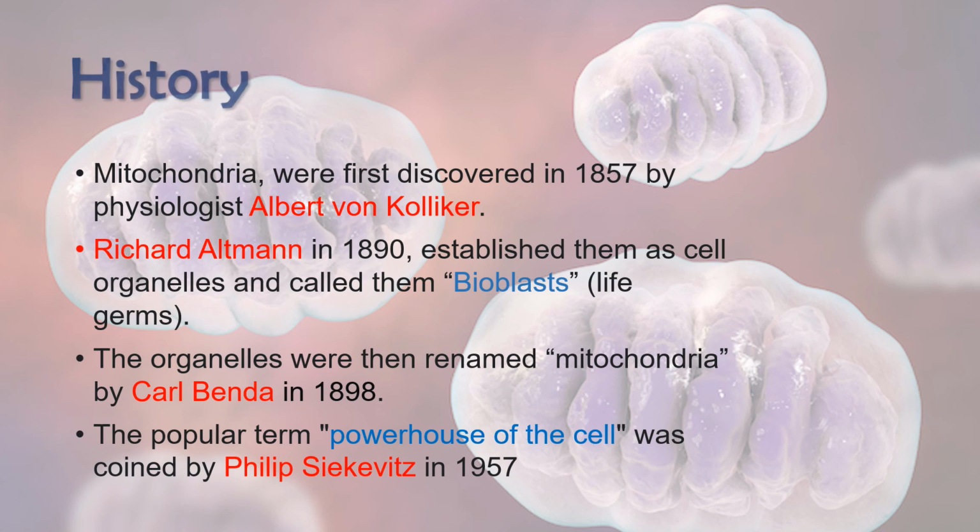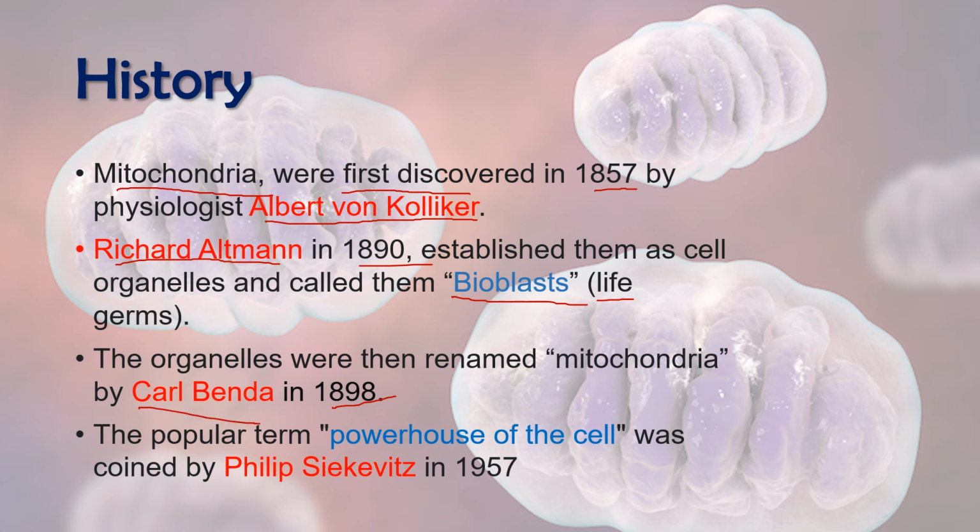Next up, the history of mitochondria. Albert von Kolliker first discovered mitochondria in 1857, and Richard Altmann in 1890 established them as cell organelles. He called them bioblasts or life germs. In 1898, Carl Benda renamed these as mitochondria; Carl Benda coined the term mitochondria in 1898.